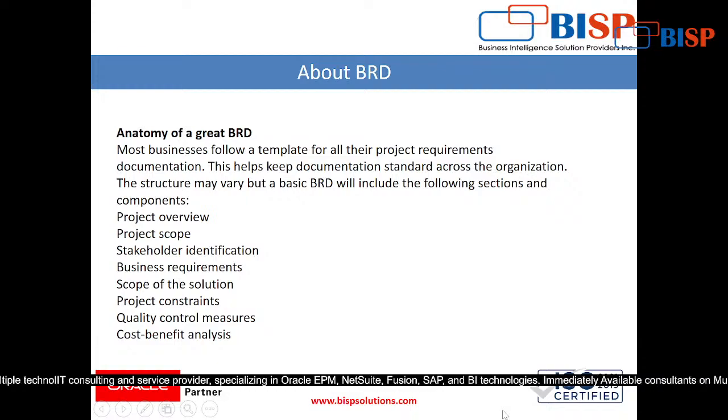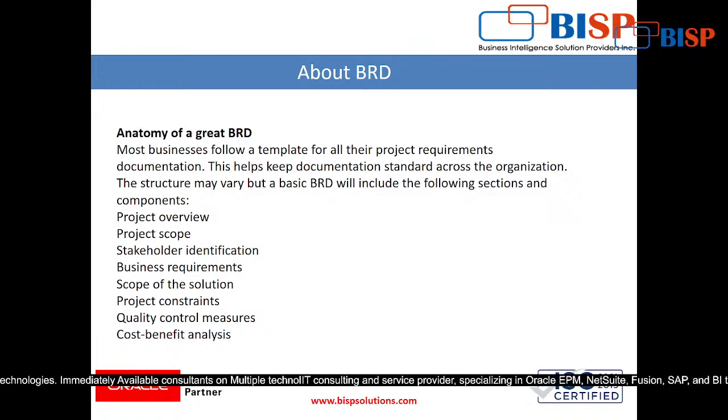In a BRD, first of all, you have to identify what they are doing, what their current process is, what their scope is, that means what we are going to provide them, and the stakeholder identification, meaning how many people are going to use that document, correct? Then business requirement, scope of the solution, then project constraint. Project constraint means what type of constraint you are going to face. That means it is a change in the procedure that you work with daily.